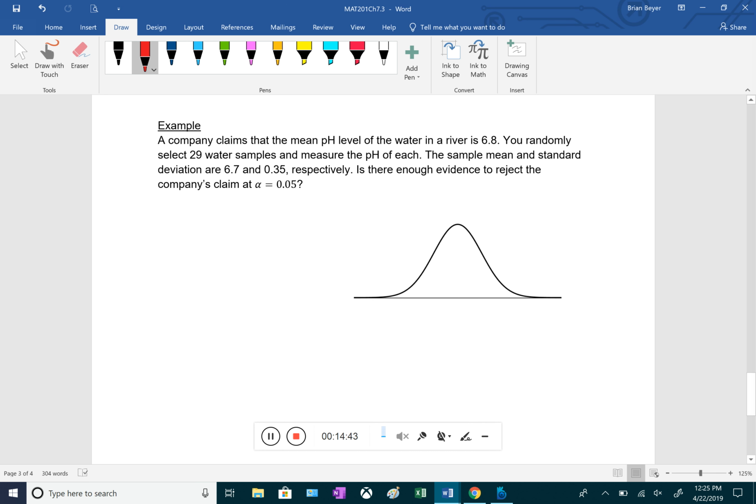Okay, so that first sentence, we have the claim. The claim is mu equals 6.8. So the claim was that the pH is 6.8. So that's mu equals 6.8. So automatically we should be expecting a two-tailed test. So we selected 29 samples, so that's the sample size. And we found the sample mean was 6.7, which was less than the claim. And the sample standard deviation was 0.35. And the significance level was 0.05.